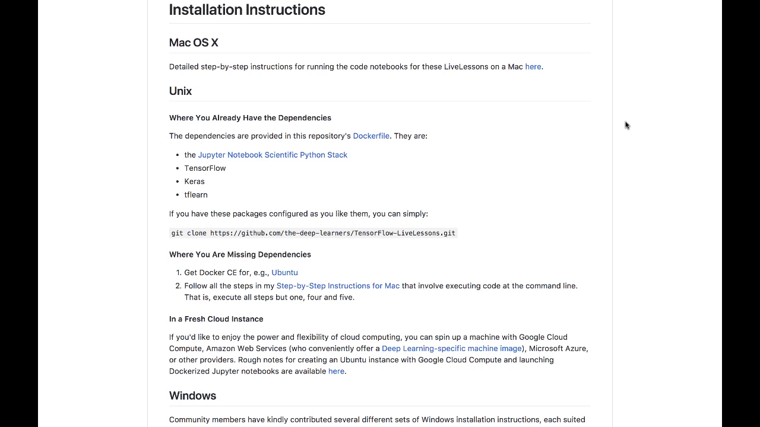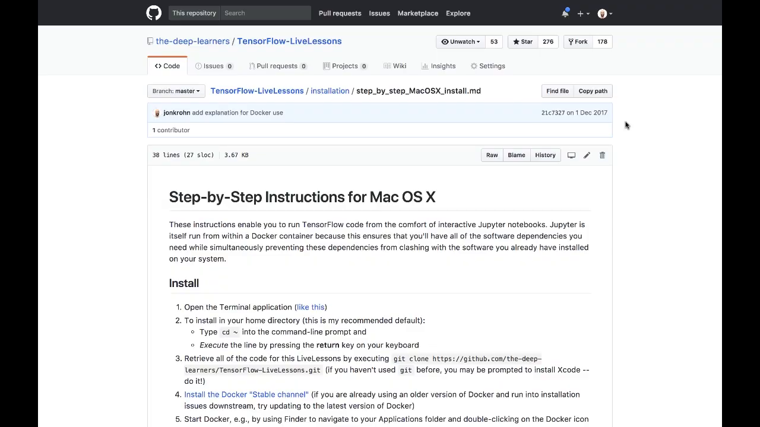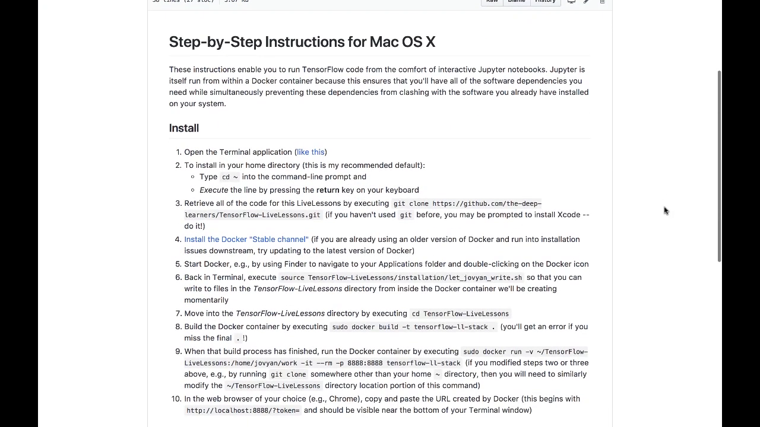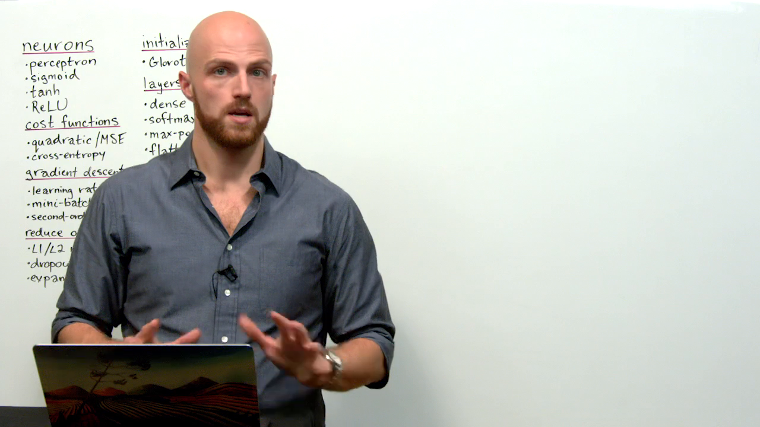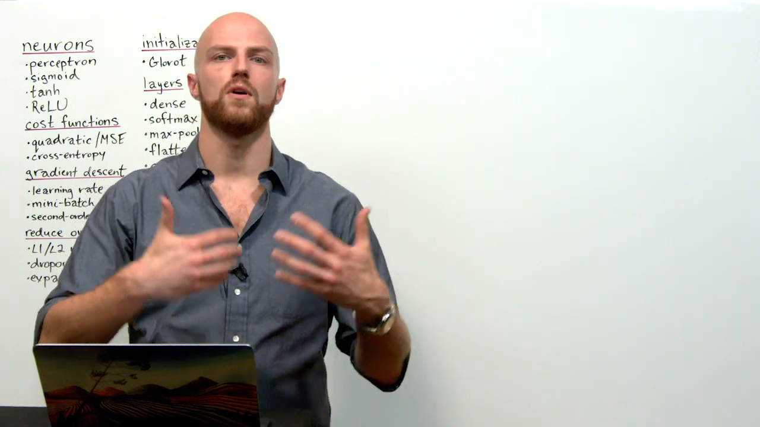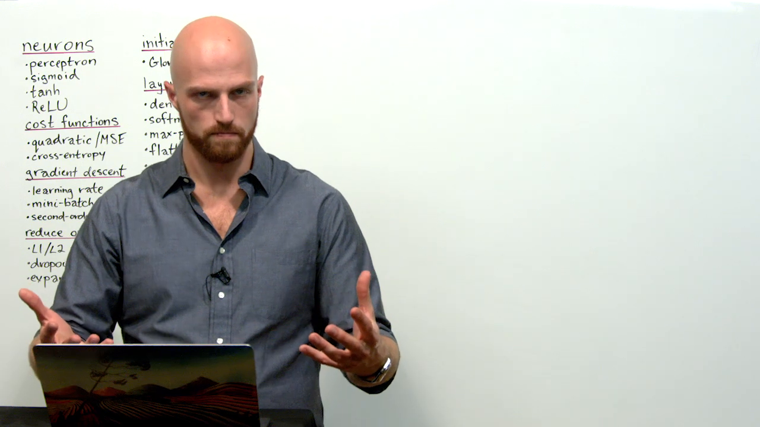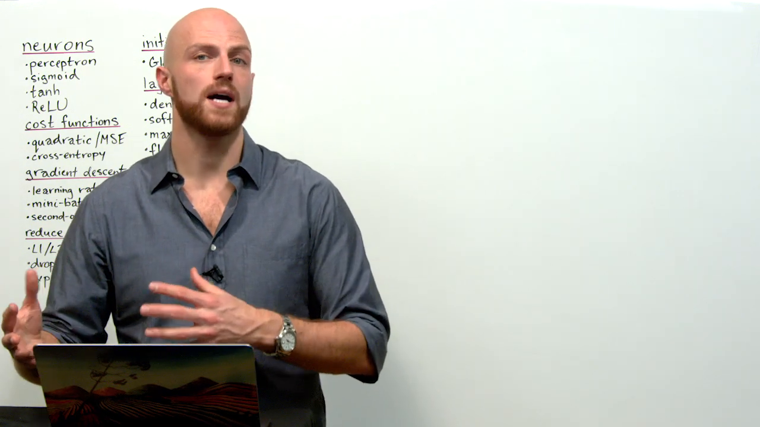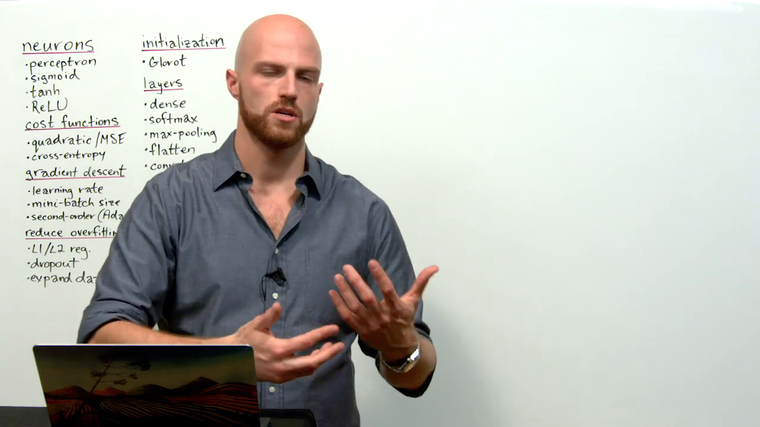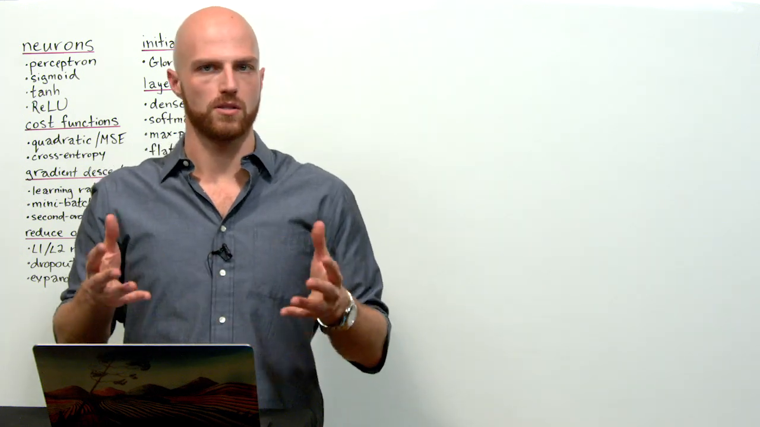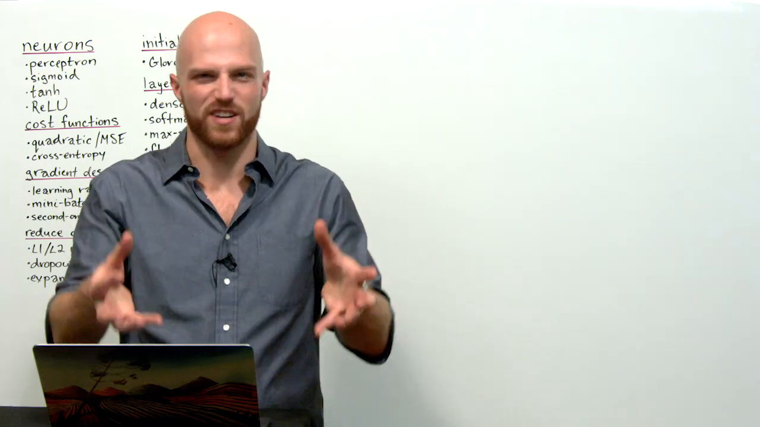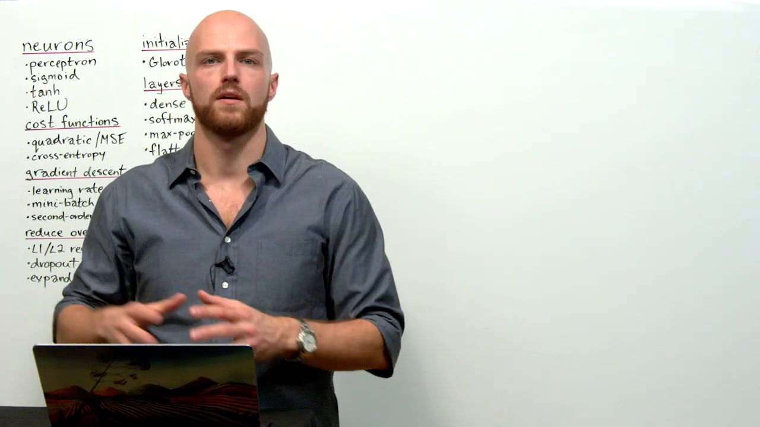There are detailed step-by-step instructions for running the code notebooks for all of these live lessons on a Mac. What these instructions do is provide you with the tools to have Docker containers running on your own machine. Docker containers are awesome because they enable me to be sure that you have all of the dependencies you need to run the code. But at the same time, those dependencies won't clash with whatever software you already have installed on your machine. That's why it's called a container. It contains these libraries and keeps them separate from everything else on your machine.